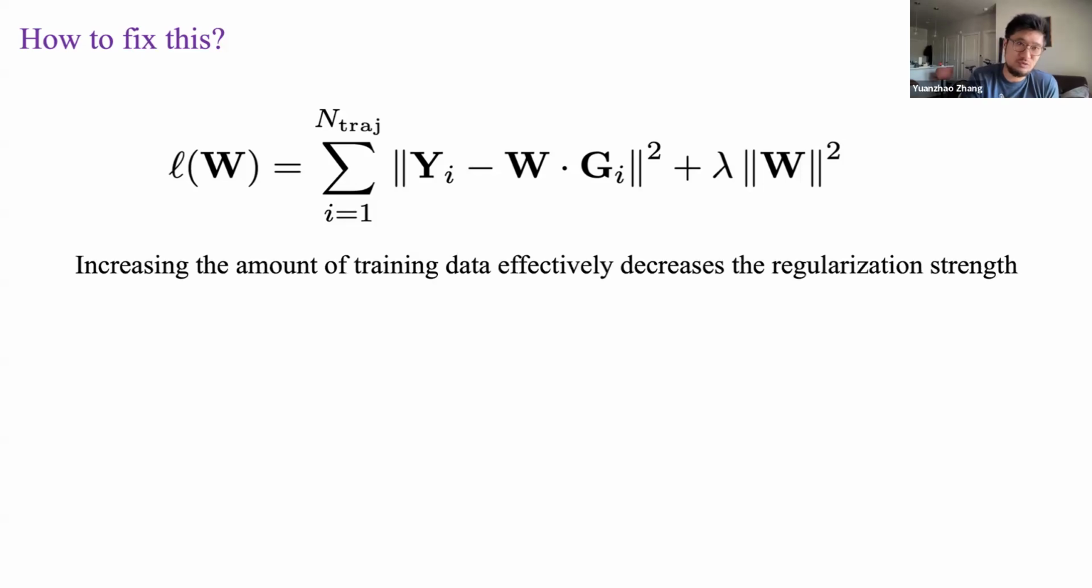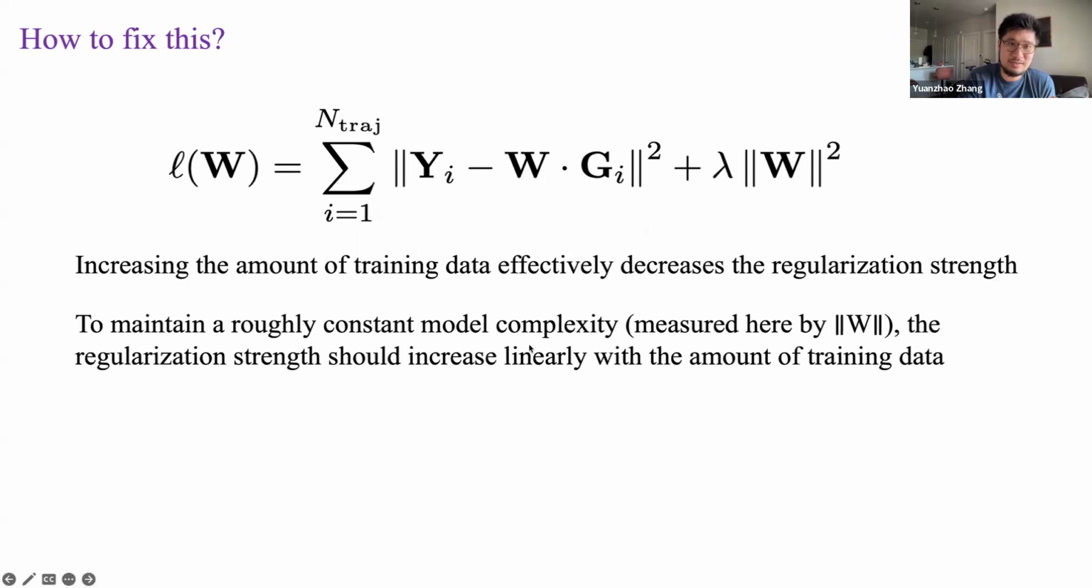So one thing that's very easy to realize is that as you increase the amount of training data here, say as you increase the number of training trajectories, assuming each training trajectory gives you roughly the same fitting errors, then it's easy to see that as you give it more and more training trajectories, this term would become more and more dominant, which would effectively decrease the regularization strength here. So when you give it too much training data, the system effectively becomes under-regularized and eventually becomes unstable. So, in order to maintain a roughly constant model complexity, measured by the Frobenius norm of the output matrix here, then the regularization strength should really increase linearly with the amount of training data.